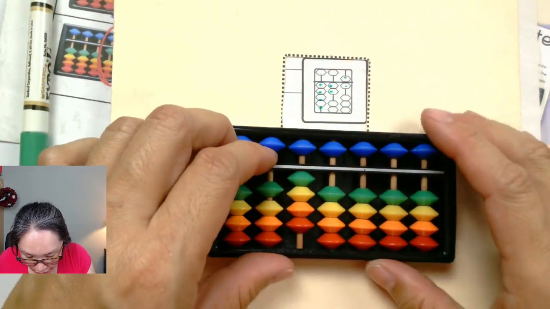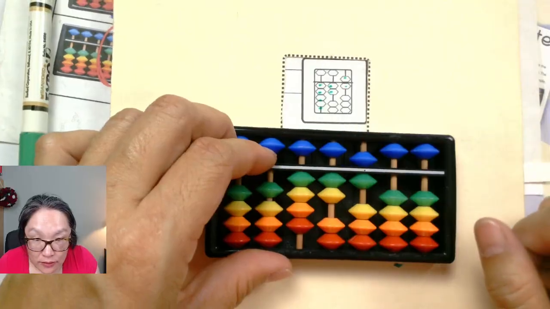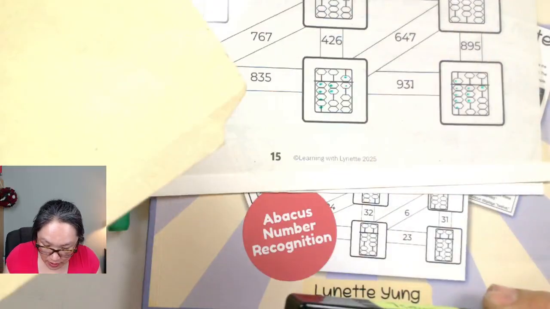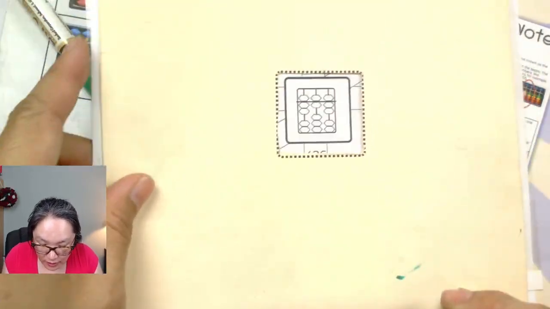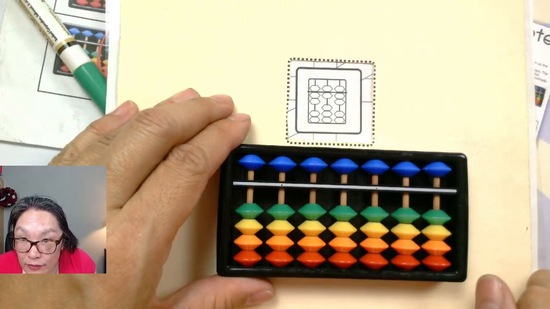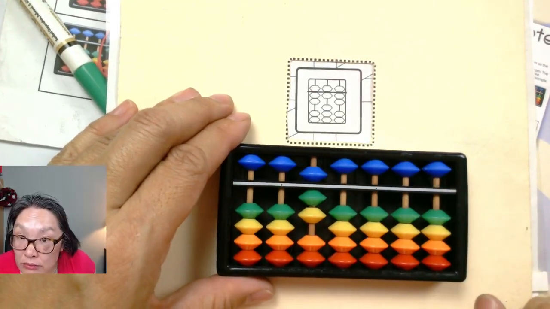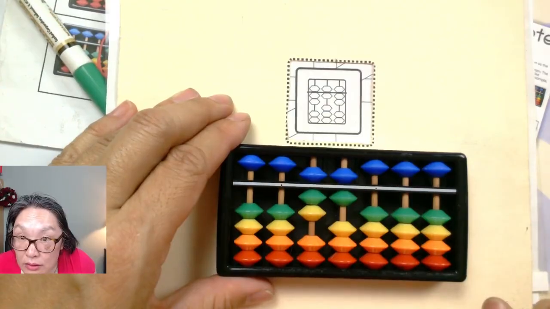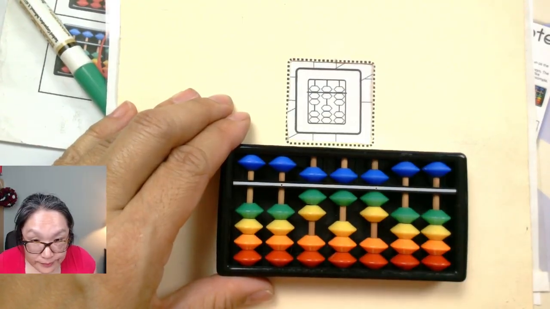So we have 426. 426, yes. And then 426, we're over here. And what number do we think that is? We have that number, this number, and then that number.